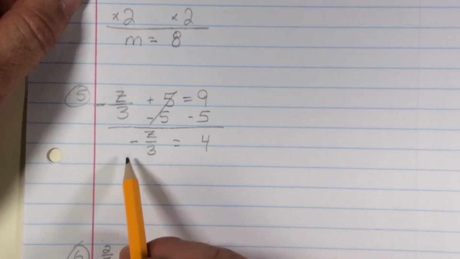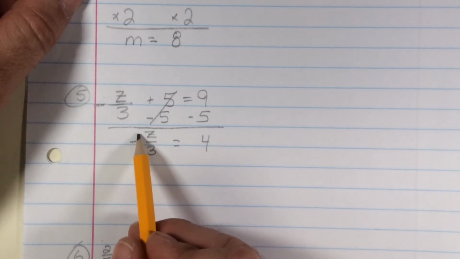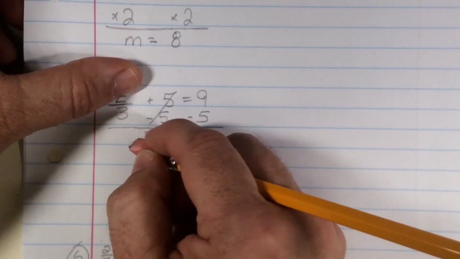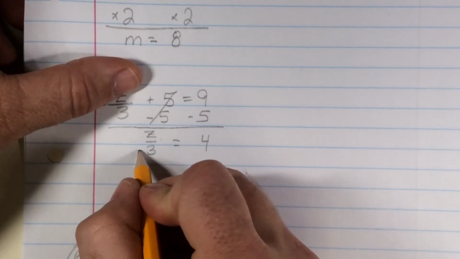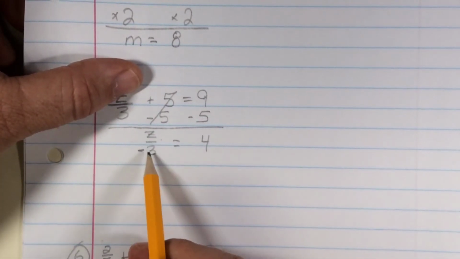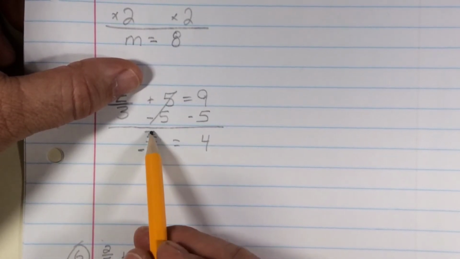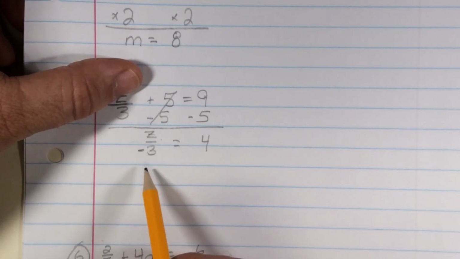And now I have negative z over 3. And remember, that negative can stay out front. That negative could move up here. That negative can move down here. So it doesn't matter where you put it, you're going to get the same answer. Putting it down here makes this easier because now when I get rid of this 3, I also get rid of the negative because I want z all by itself. I don't even want a negative attached to it.